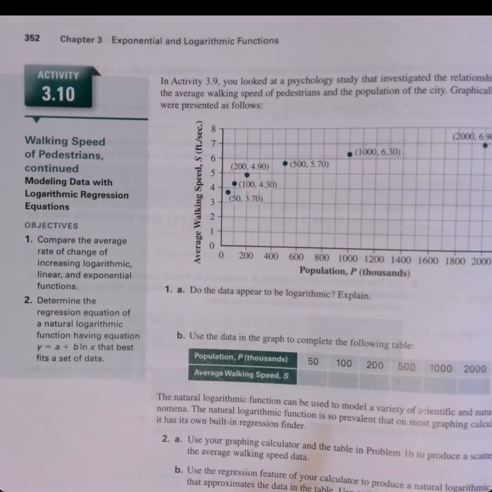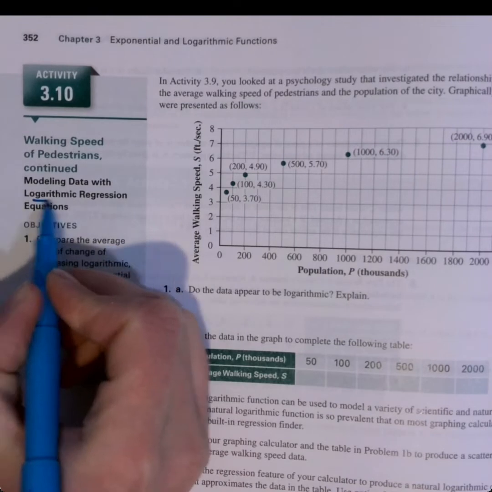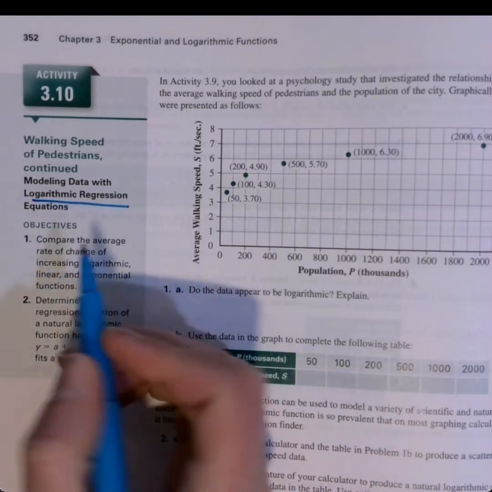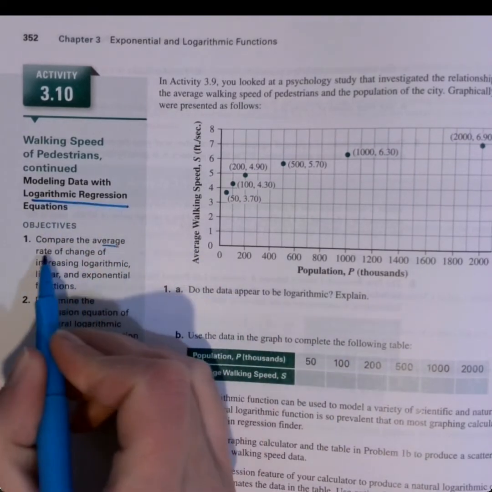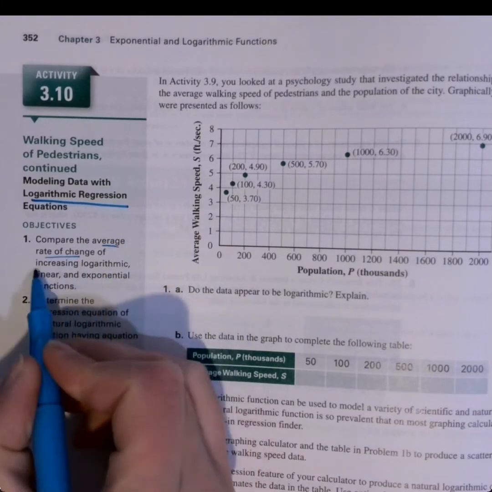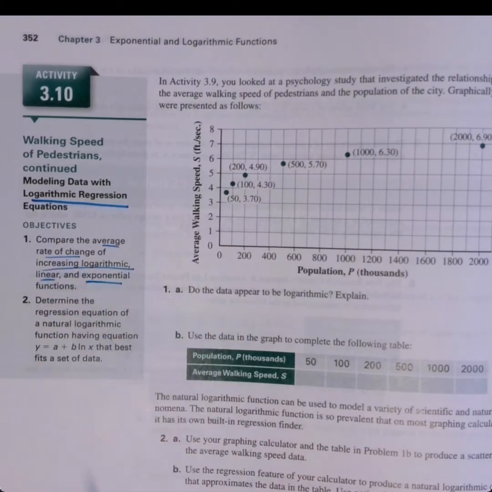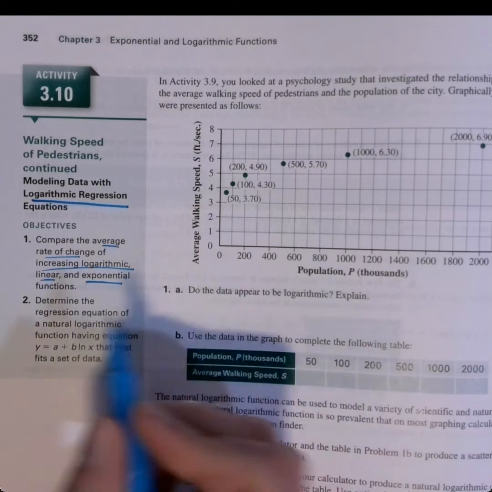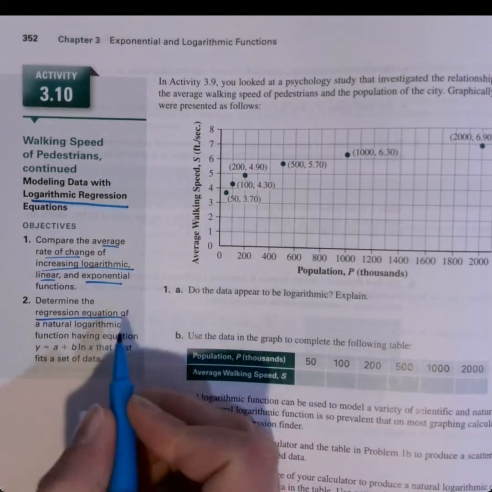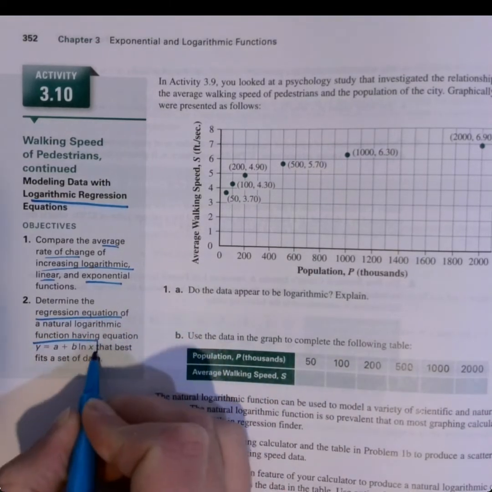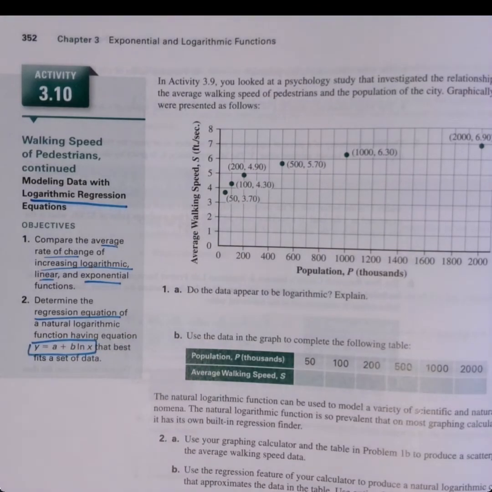Section 3.10, it's time for some logarithmic regression. So we're going to compare the average rate of change in an increasing logarithmic, a linear, and an exponential function. We're going to do some regression equations of the form y equals a plus b times the natural log of x to best fit a data set.